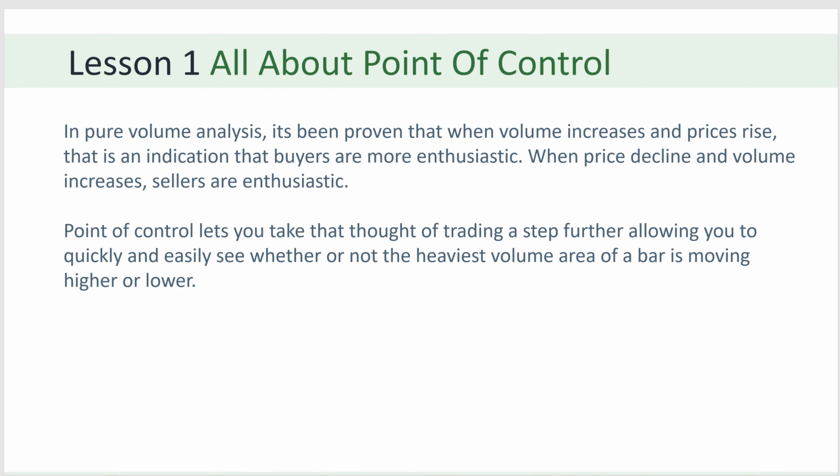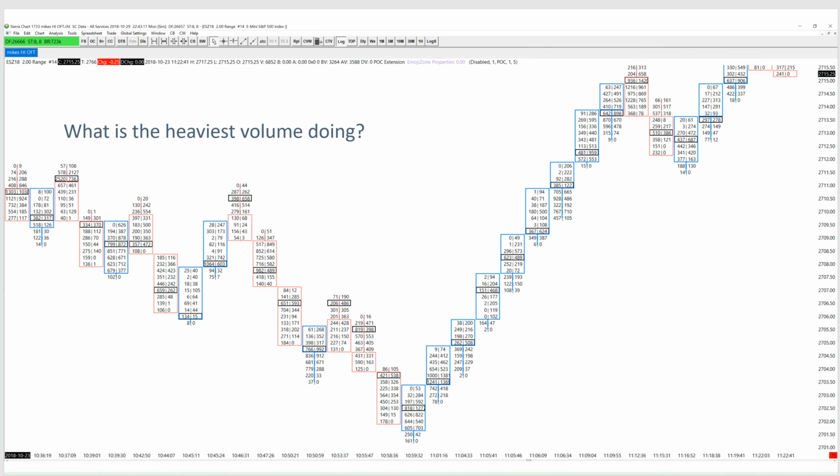So in pure volume analysis, it's been proven that when volume increases and prices rise, it's an indication that buyers are more enthusiastic. When prices decline and volume increases, sellers are enthusiastic. But point of control lets you take that thought a step further, allowing you to quickly and easily see whether or not the heaviest volume area of a bar is moving higher or lower. And again, this is very similar to what I just talked about with the point of controls migrating higher.